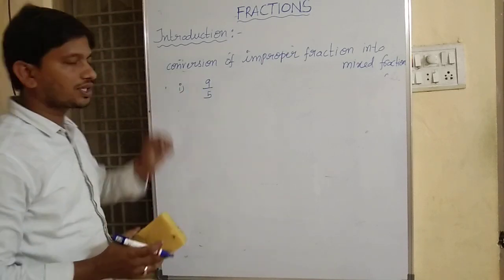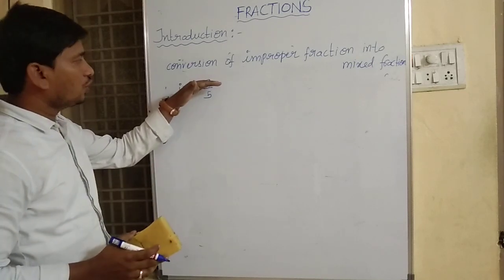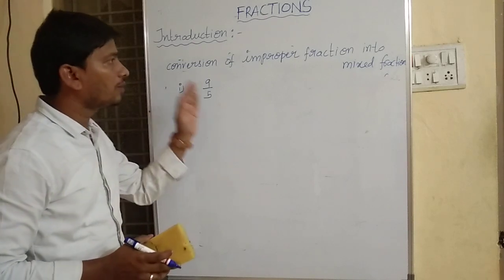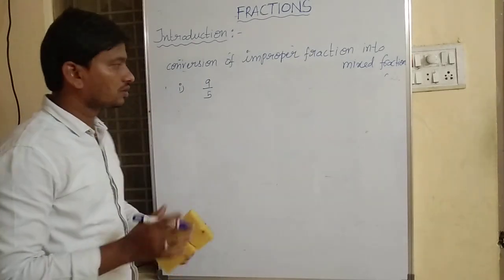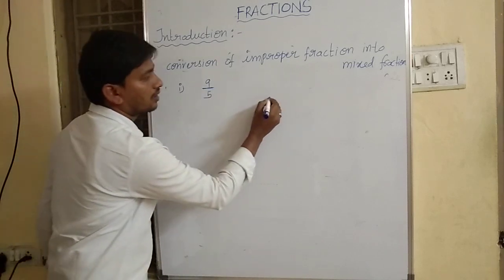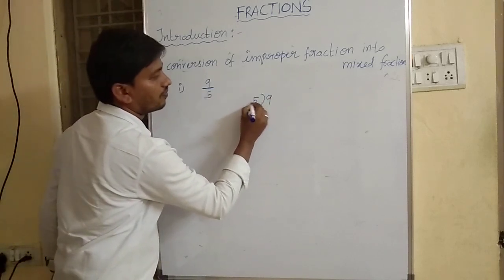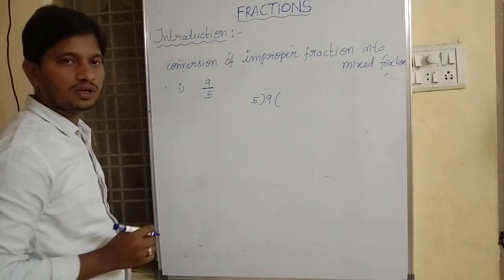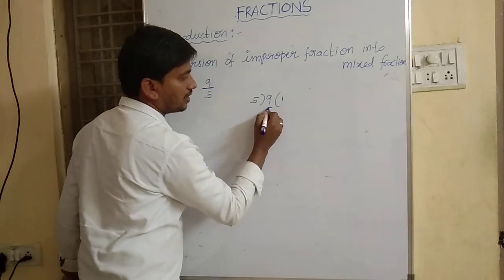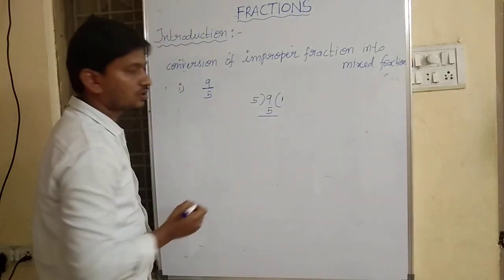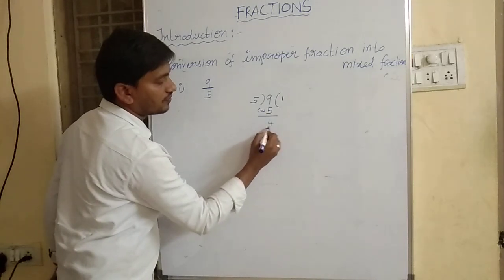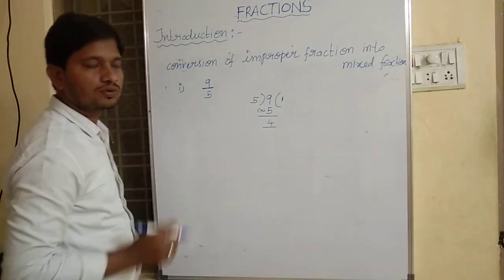It is an improper fraction because the numerator is greater than the denominator. So how to convert improper fraction into mixed fraction? 9 by 5 is 9 divided by 5. 5 table, 5 ones are 5. So 9 minus 5 is equal to 4.